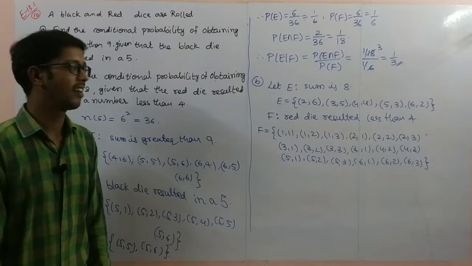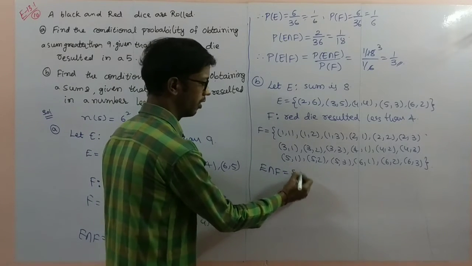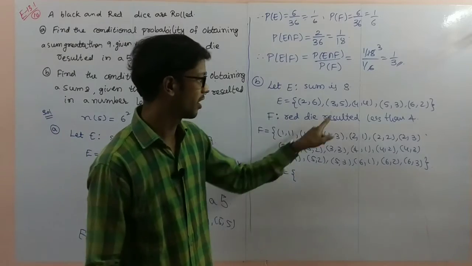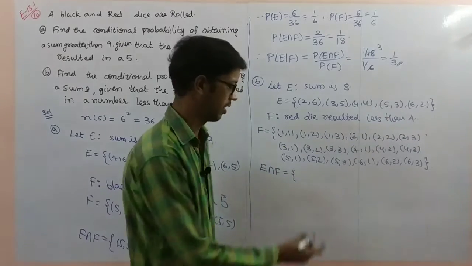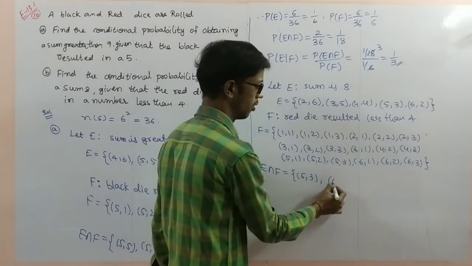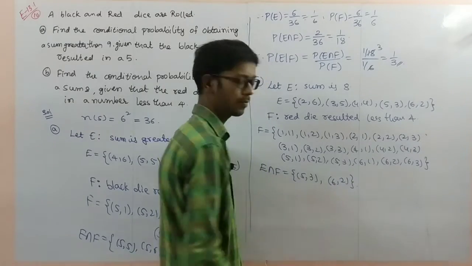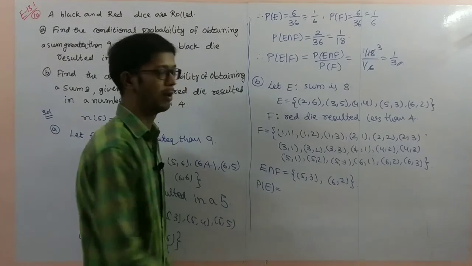So now the intersection part between E and F. E intersection F is equal to, what are the intersection parts here? You can take (5, 3) and (6, 2) as the common elements.